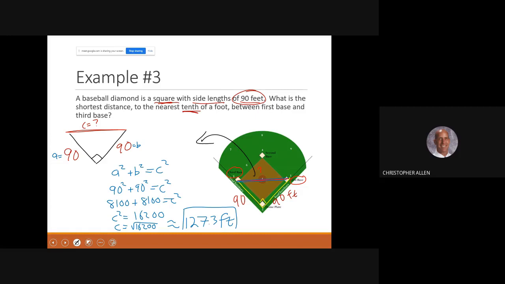Oh, by the way, how long would it be to go from first base to second base to third base, like that? What's this total distance here? 180. You have to do 90 plus 90. Okay, any comments or questions on that?